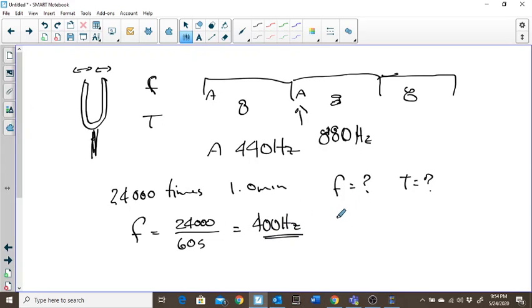Well, what's the period? Well, you can take the period and say that's 1 over the frequency, so 1 over 400, and we get a value of 2.5 times 10 to the negative 3 seconds. This is vibrating 24,000 times in 1 minute, 400 times in 1 second. Yeah, the length of time for one vibration is going to be very, very small. All right, let's continue on.